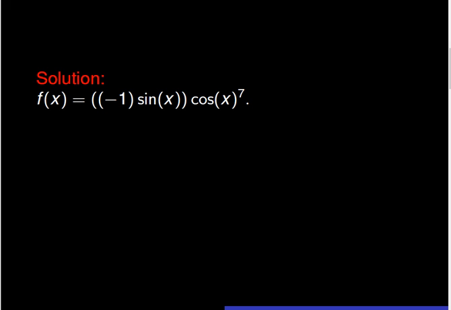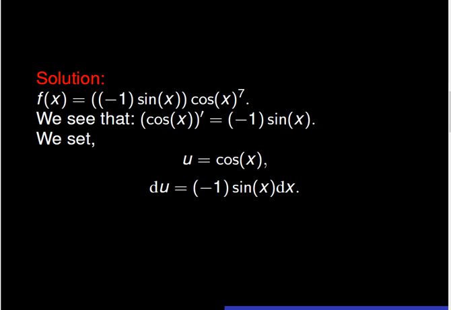Actually, the function we have to integrate is a product of multiple functions. Notice that it is essential to check if among these functions we have a function and its derivative. If this is the case, we can use the substitution method. Observe that the derivative of cosine of x is minus 1 times sine of x. In sum, we set u equal to cosine of x, then du equals minus 1 times sine of x.